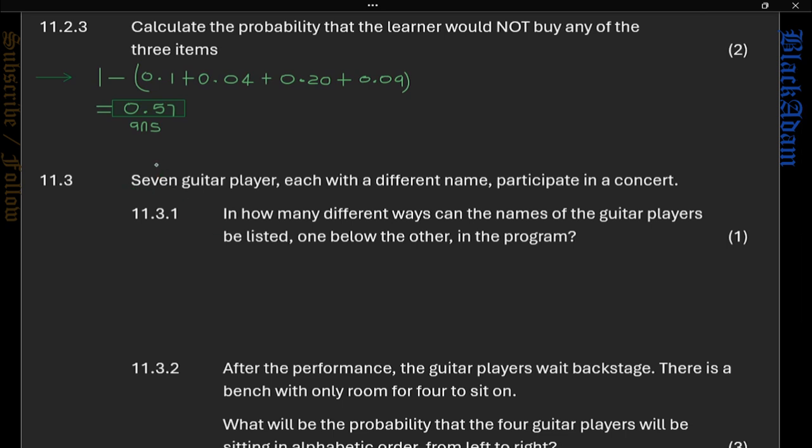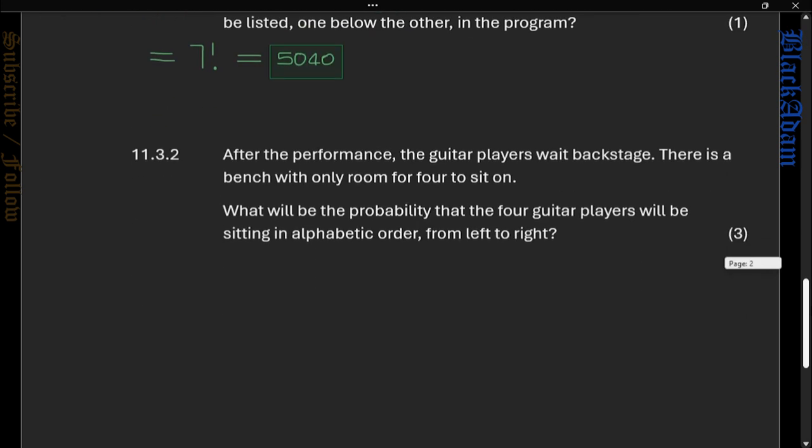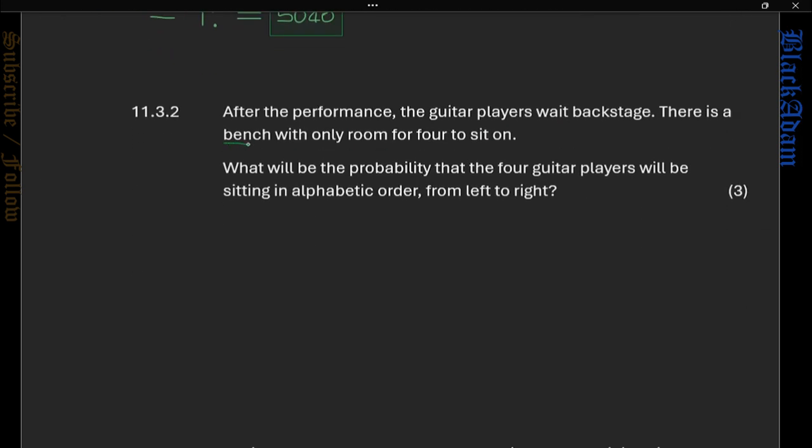You have 7 guitar players. Just write 7 and then different names in different ways. The order of that will be 7 factorial, which means we have 5040. You can use the factorial function on your calculator. Then there is a bench for 4 to sit on, and the 4 players will be sitting in alphabetical order.